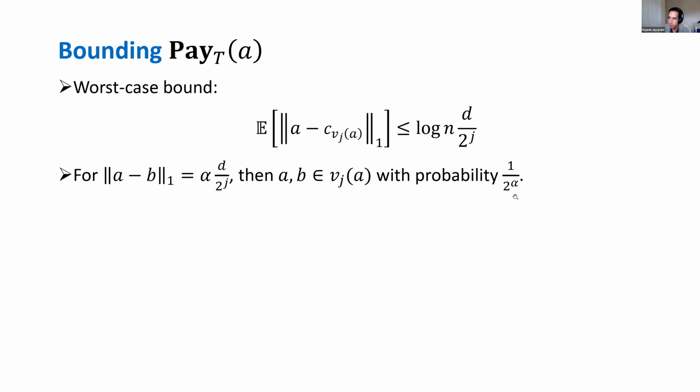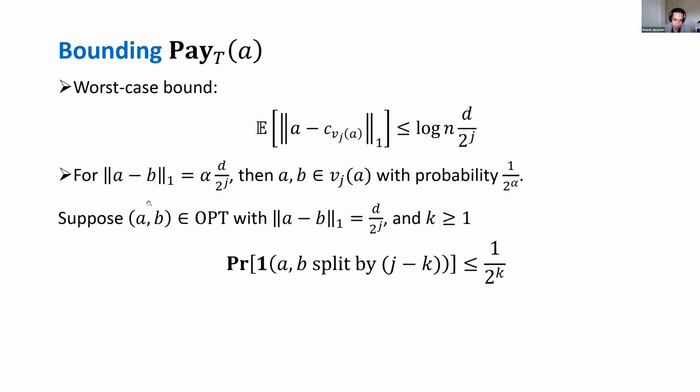This is a fairly easy thing to prove, but what it says is that if you set alpha to be log n, the probability that 2 points are, like, say, 10 times log n factor larger than d over 2 to the j, and they're still together at level j, is at most 1 over poly n. So by a union bound, no pairs of points will actually be together at level j that are a log n factor larger. So not only do we have this worst case bound, but actually no pairs of points will collide at this distance larger than log n times d over 2 to the j. So this is the first bound.